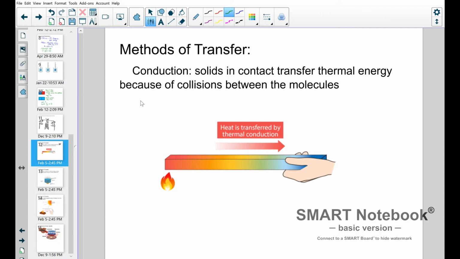So the first one is conduction, which is in solids. You have these molecules colliding with each other, and when they collide, they transfer energy from one molecule to the next molecule to the next molecule. So this is because of objects in contact with each other. And it will transfer that energy, almost like dominoes falling over. It will transfer that energy back from the heat source, from the hot to the cold, and into your hand.